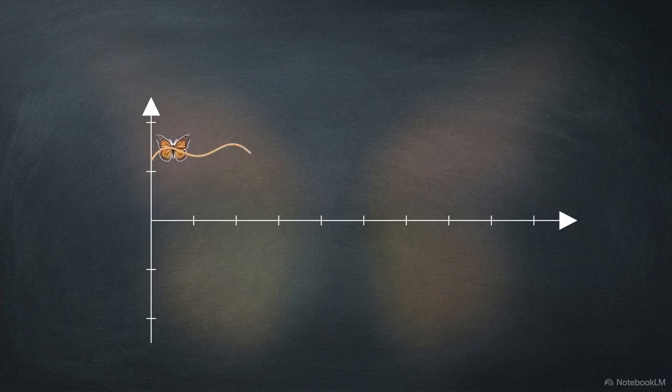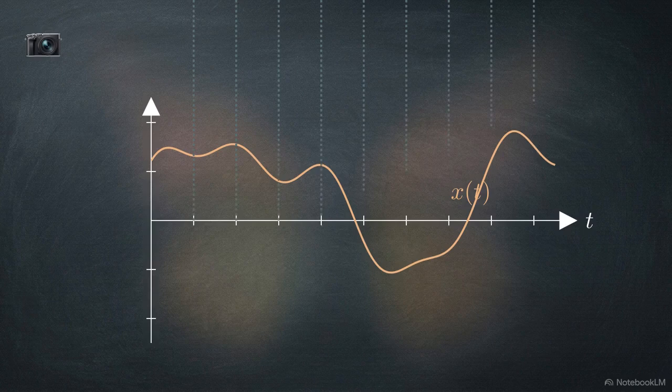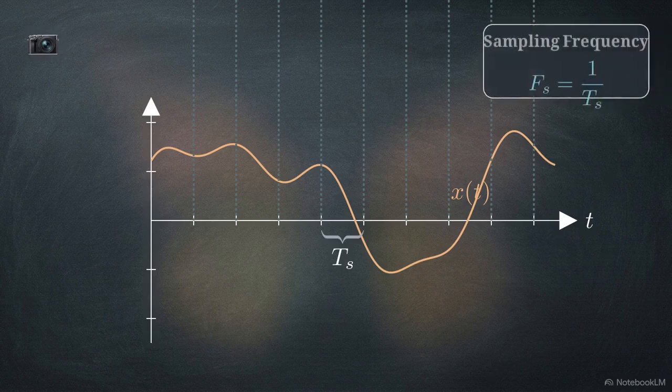This smooth, curving line represents the butterfly's real path. We label the time it takes as t, and the path itself as x of t, which is just a fancy way of saying the signal that changes as time passes. Now we start our camera. These vertical lines represent each time the camera clicks. The specific wait time between each of those clicks is called the sampling interval. The speed of that camera, how many times it clicks in a single second, is the sampling frequency.